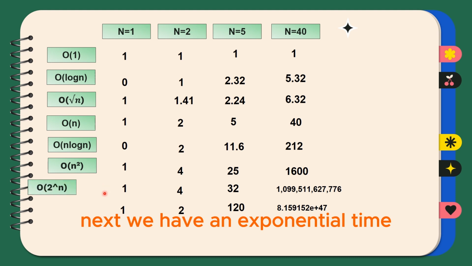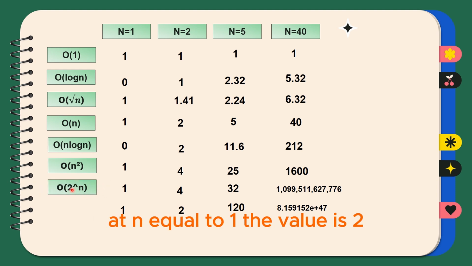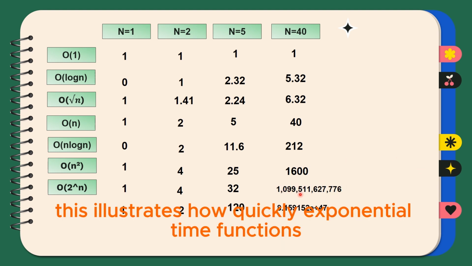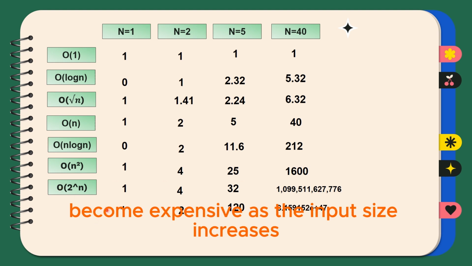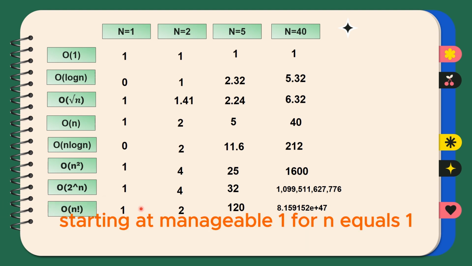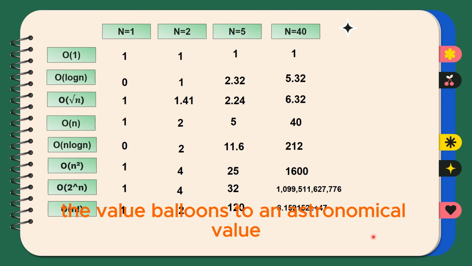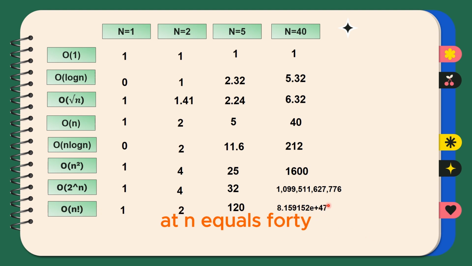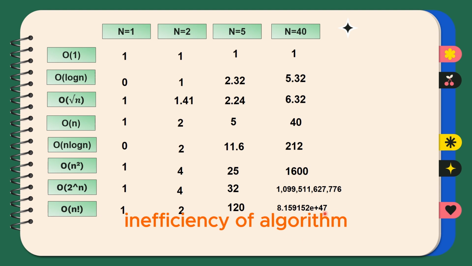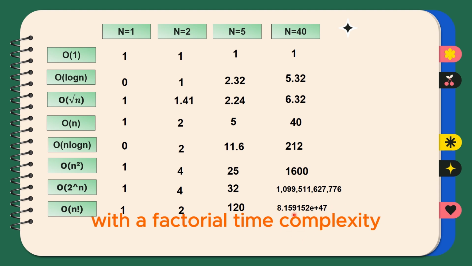Next, we have exponential time. At n equal to 1, the value is 2, but it skyrockets to over a trillion at n equal to 40. This illustrates how quickly exponential time functions become expensive as the input size increases. Finally, let's consider factorial time. Starting at a manageable 1 for n equal to 1, the value balloons to an astronomical value at n equal to 40. This stark increase emphasizes the severe inefficiency of algorithms with factorial time complexity.